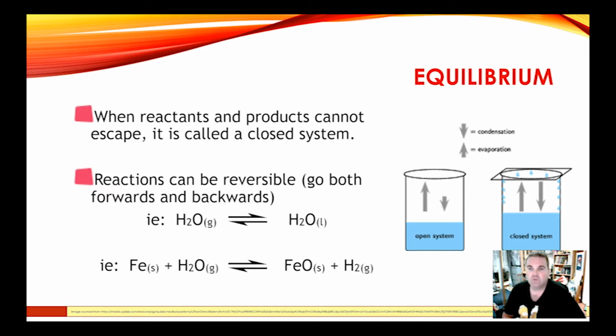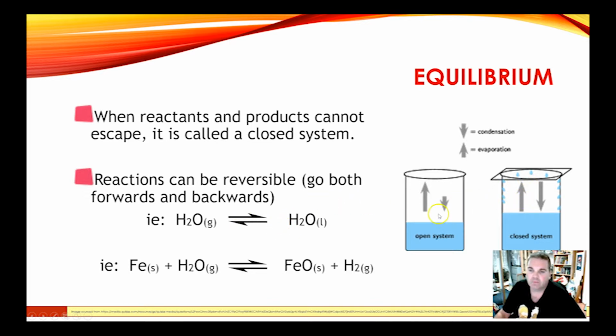Alright, so equilibrium is basically talking about reactions that can go both ways. Okay, so we use equilibrium arrows that look like this when we're talking about an equilibrium reaction, and an equilibrium reaction, as I said, can go both ways, and we normally have an equilibrium in a closed system.